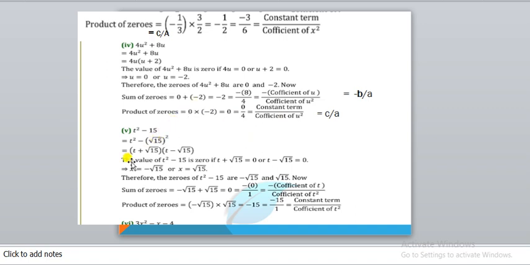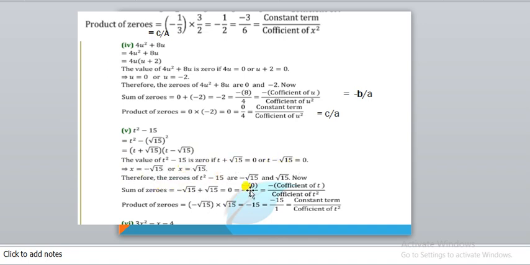Now t square minus 15, question number 5. We can write 15 as root 15 whole square. So using the identity a square minus b square equals a minus b into a plus b, on equating this to 0, we'll get t equals minus root 15 and t equals root 15. So two values we get here.